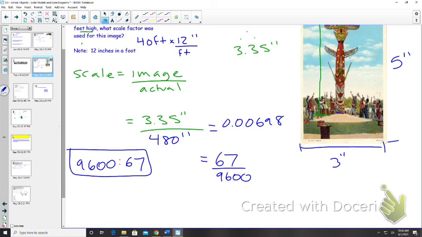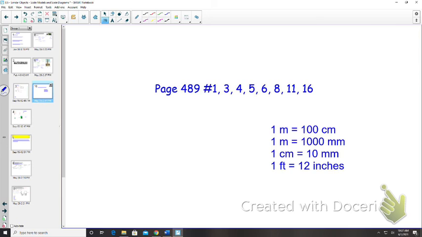So let's see. 67 divided by 9,600 is 0.00698, which is like 10 thousandths. So it would be like 10,000 to 6.98, or just 69.8 is what it would be. But even then, that doesn't really make it look better, right? So yeah. Okay, good. So here are your practice problems associated with this topic.